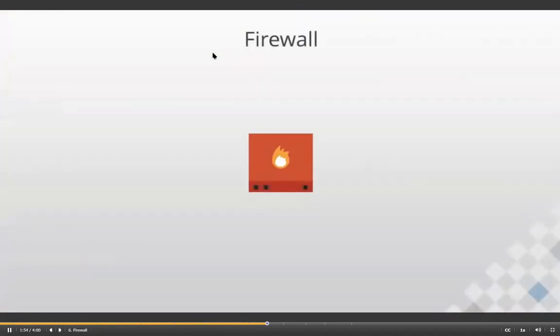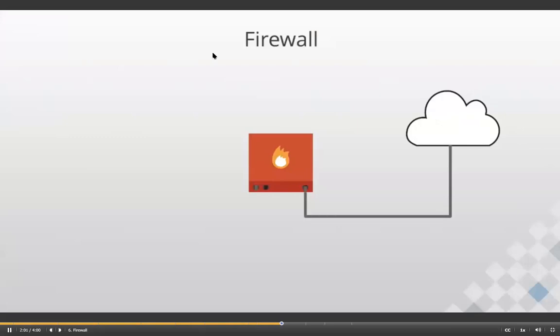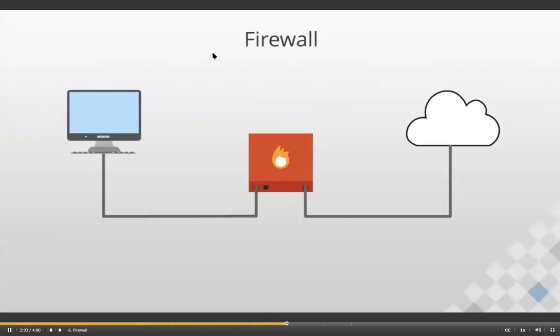Last, let's look at a firewall. As amazing as the internet is, it's full of malicious people and software that you want to keep away from your computer. A firewall checks each bit of data that tries to enter your network. If it decides it's safe, it passes it along. If it thinks it's dangerous, it rejects the data.